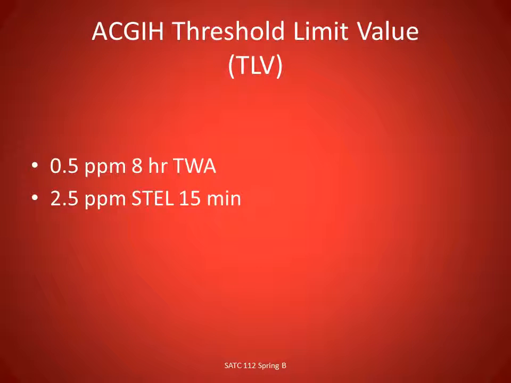The final organization that develops OELs is the American Conference of Governmental Industrial Hygienists. The ACGIH is not a governmental agency, but historically has played an important role in setting standards. The ACGIH sets the threshold limit value, or TLV, of benzene at 0.5 part per million over an 8-hour time-weighted average and sets a 2.5 parts per million short-term exposure limit over 15 minutes.